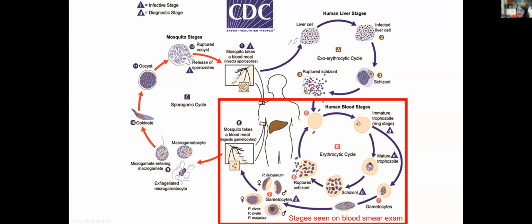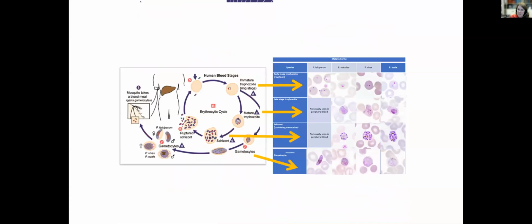Now, the other stage that this little immature ring stage can take is to become a gametocyte. That is the pre-sexual form. This is taken up by the mosquito and will then lead to sexual reproduction in the mosquito. This is not infectious to human red blood cells and will just remain in the blood until it's cleared by the patient or taken up by a mosquito.